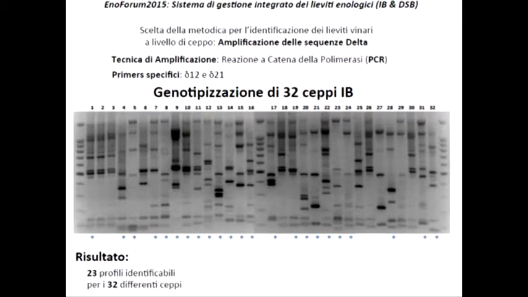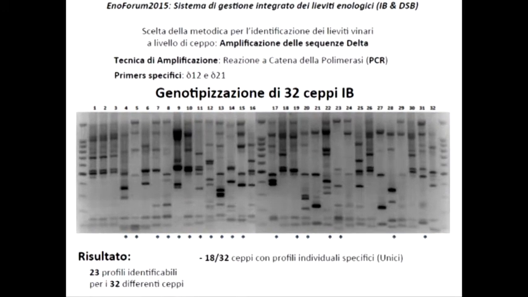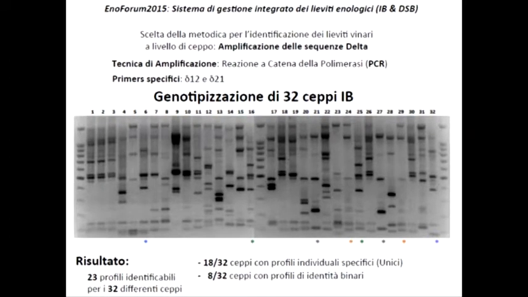Their comparison led to a number of things. First, 23 identifiable profiles are unique, meaning that they can be distinguished from others. So again, we have 23 identifiable profiles. If we group them by number of strains, 18 strains, the black ones, are absolutely unique, perfectly distinguishable from the other 31. There can be no ambiguity.